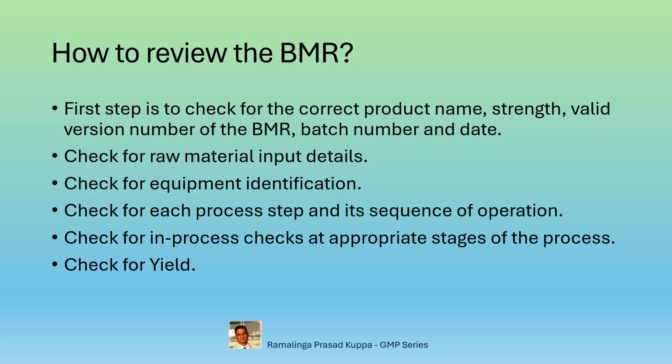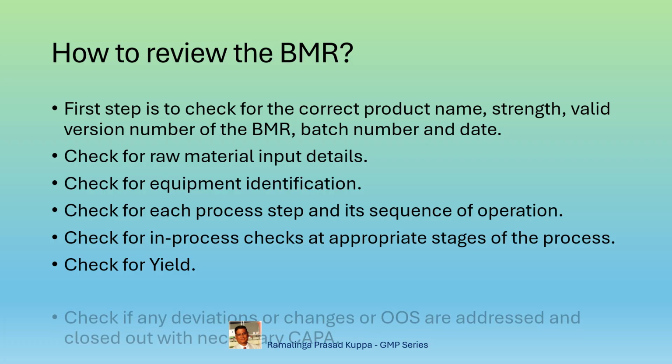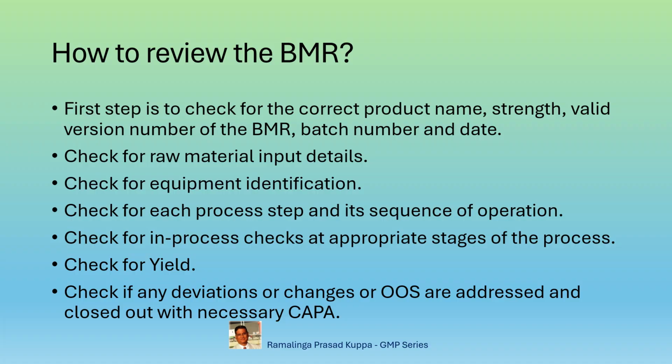Check for yield. Yield within the expected range at every isolated stage of the process should be checked. Check if any deviations or changes or OOS are addressed and closed out with necessary CAPA. This is important to comply with the GMP. All these items should be checked and closed out with necessary investigations and mitigation plan.